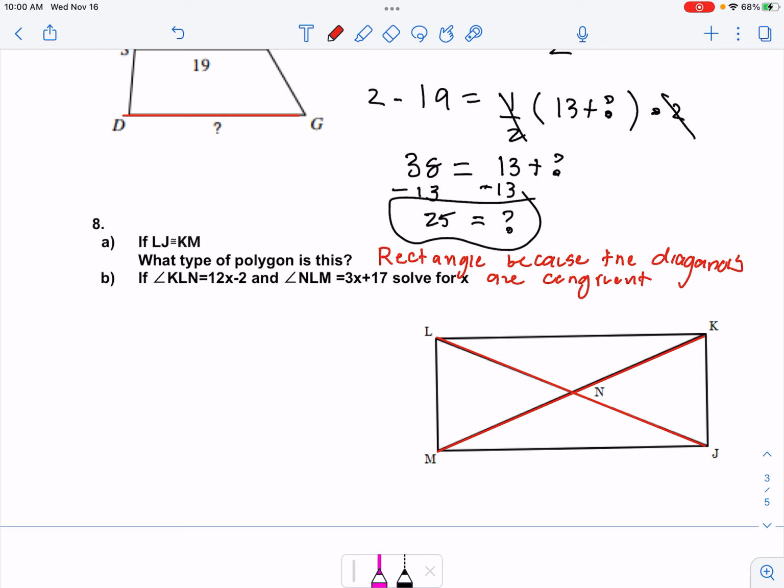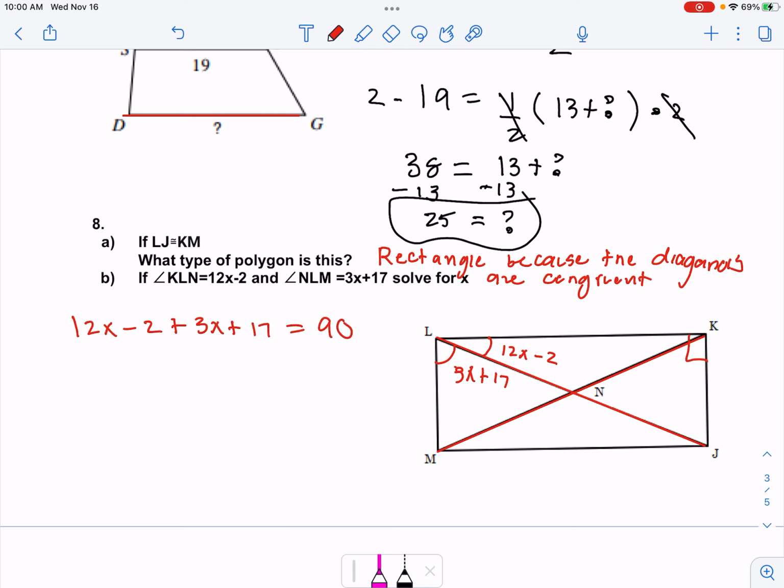Okay, so if KLN, and that's just right here, KLN, that's 12x minus 2. And NLM, that's 3x plus 7. Well, we want to solve for x. We know that each corner has to be 90 degrees. So when I add these up, I have to get 90, right? Because that's 90, that's 90, that's 90. And these angles together make one of the corners, right?